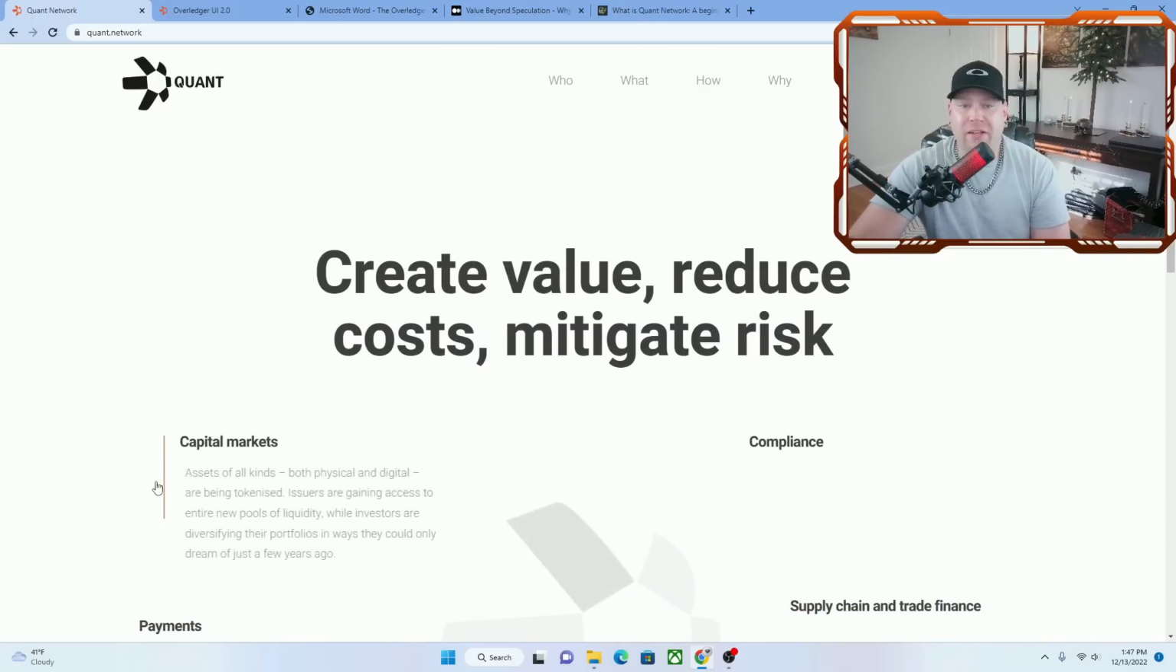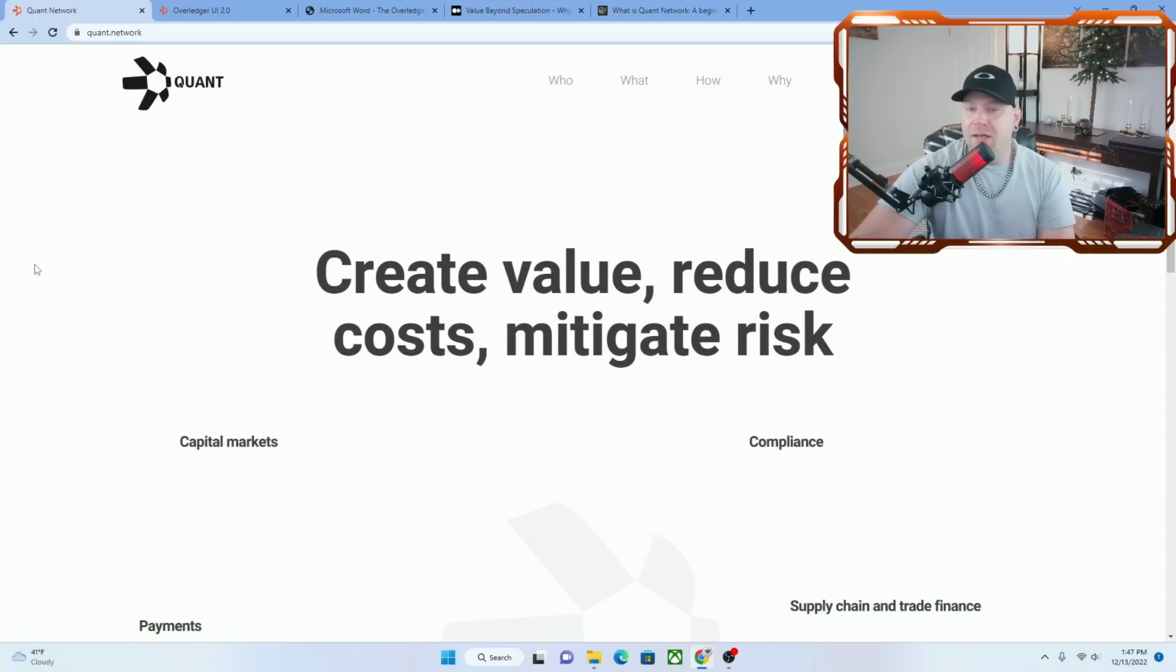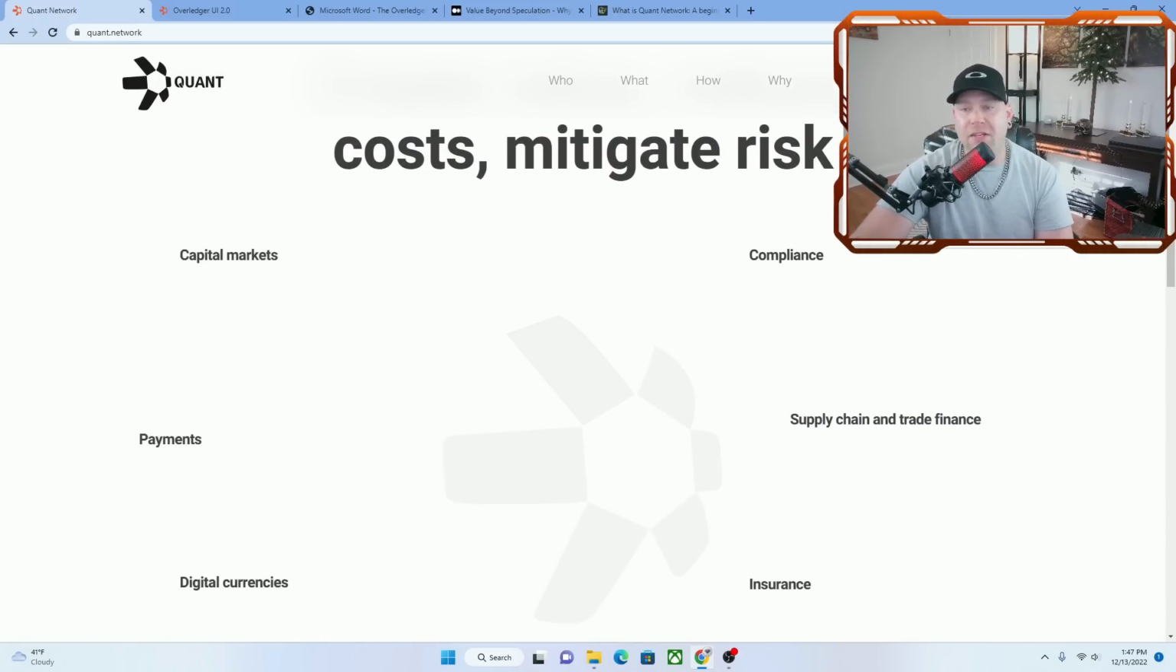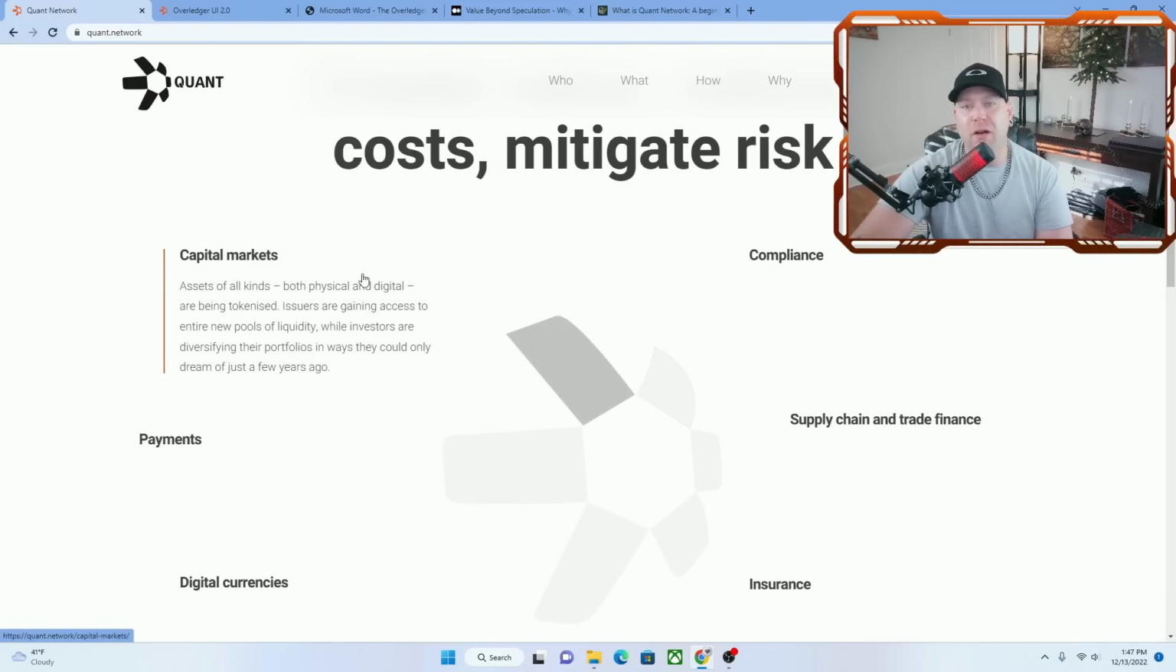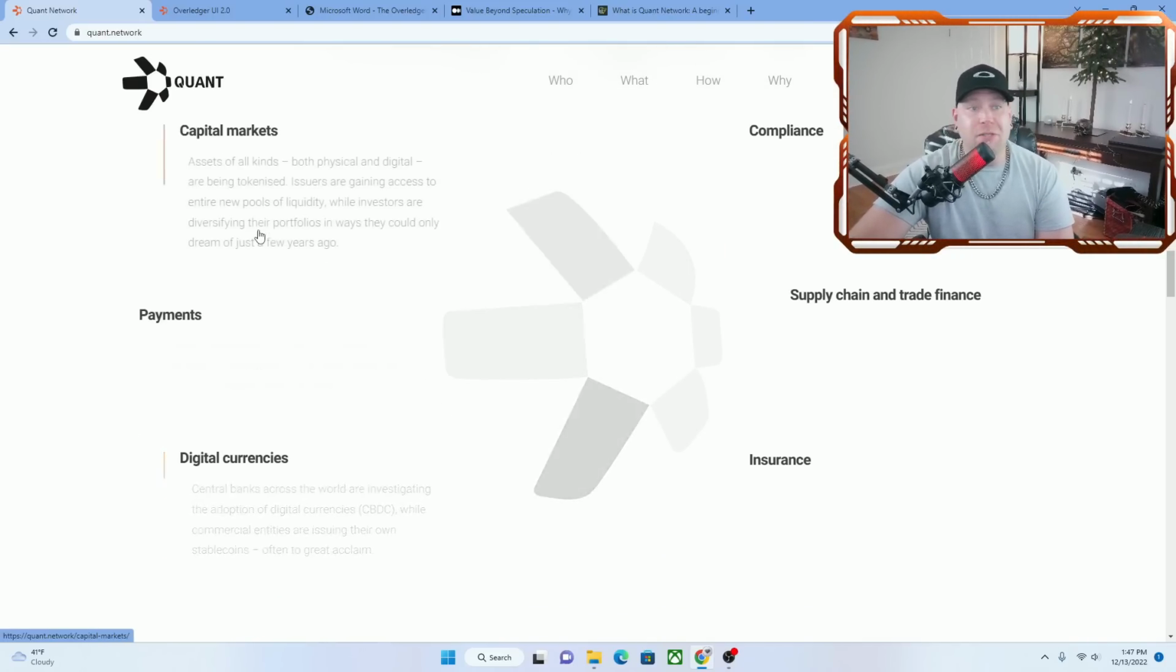All right, and then we come down a little bit further: create value, risk, cost, and mitigate risk. And they have these little tabs here, which are kind of cool. You scroll over them and they bring up little facts you can go over. It does keep me wanting to go down this webpage even further.